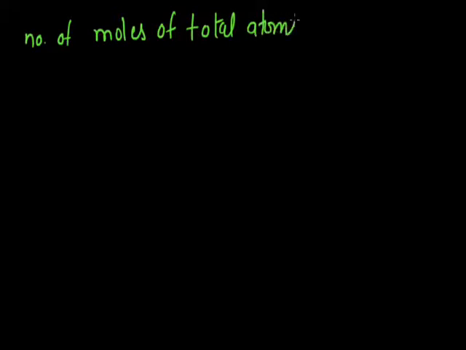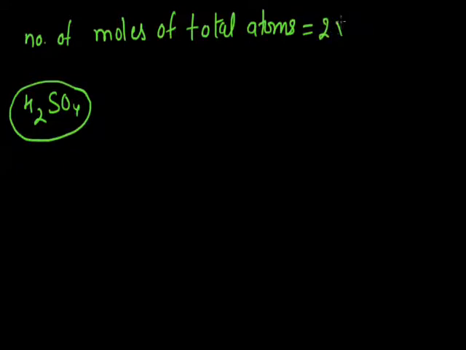Now we will solve the second question, number of moles of total atoms. As we know, one molecule of H2SO4 contains total 7 atoms. That is 2 atoms of hydrogen, 1 atom of sulfur and 4 atoms of oxygen, and it will be 7. So we can say that 2 moles of H2SO4 molecules will contain 2 into 7 is equal to 14 moles of total atoms.